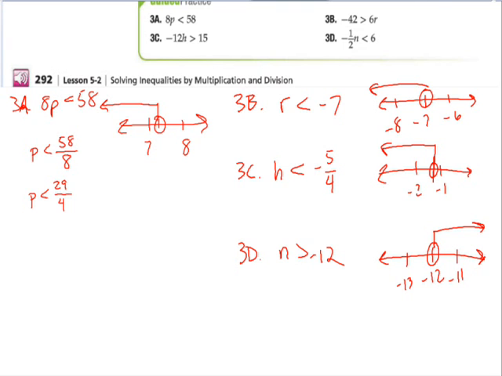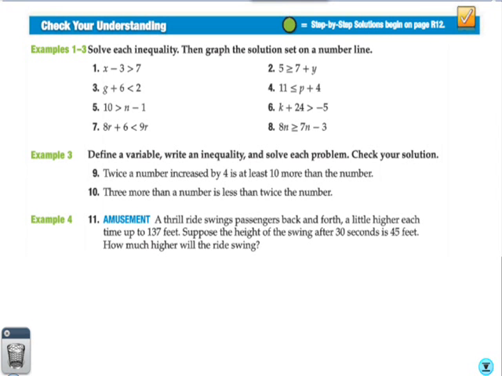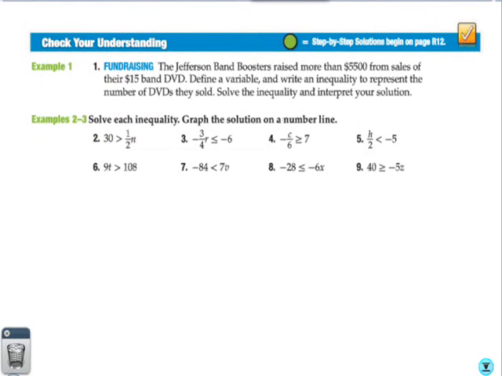What I'd like for you to do now is you're going to work on the check your understanding from 5-1, just the odds, 1 through 11. So on that page, you can pause the video here and work on that. And then I would like for you to work on 1 through 9, just the odds here, and make sure that we're getting those answers correct before we get to the practice.